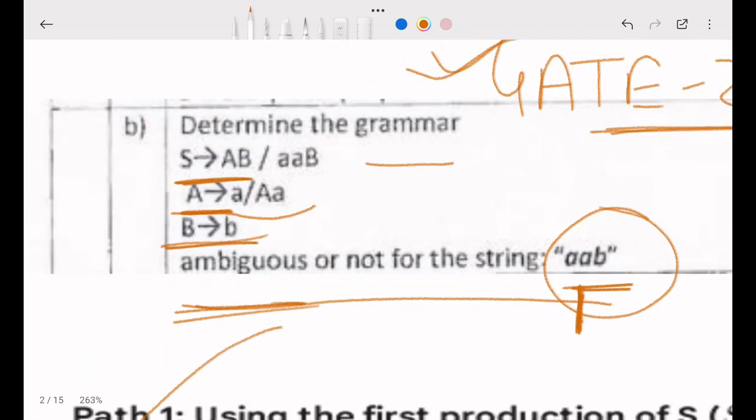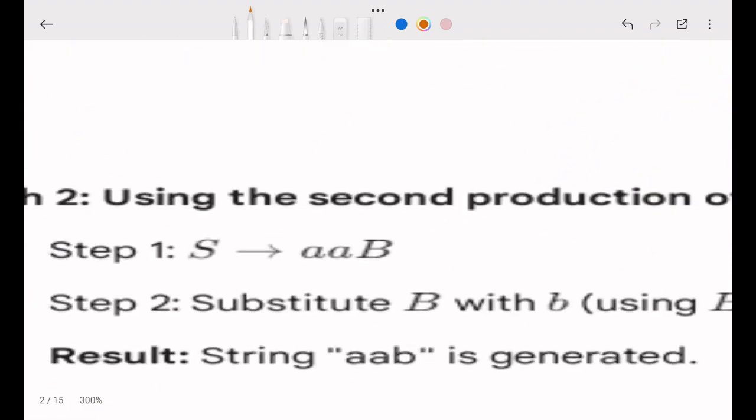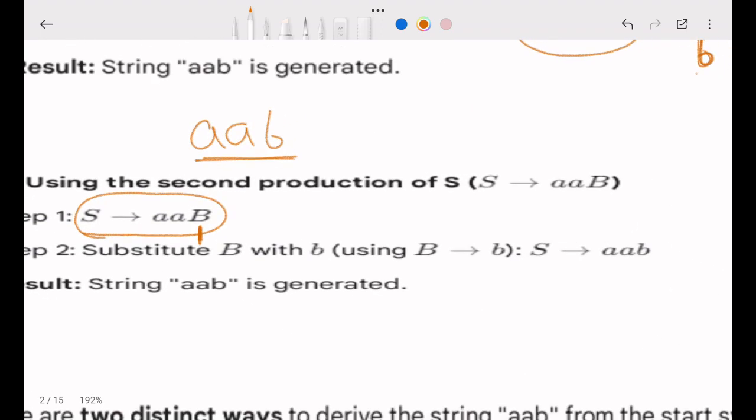If I am taking another AAB, what will happen? See here, I think you are getting it. So if I am taking AAB, what is my goal? My goal is AAB. This is my goal. You can see also B produce B. If I directly write B produce B, I am getting AAB.